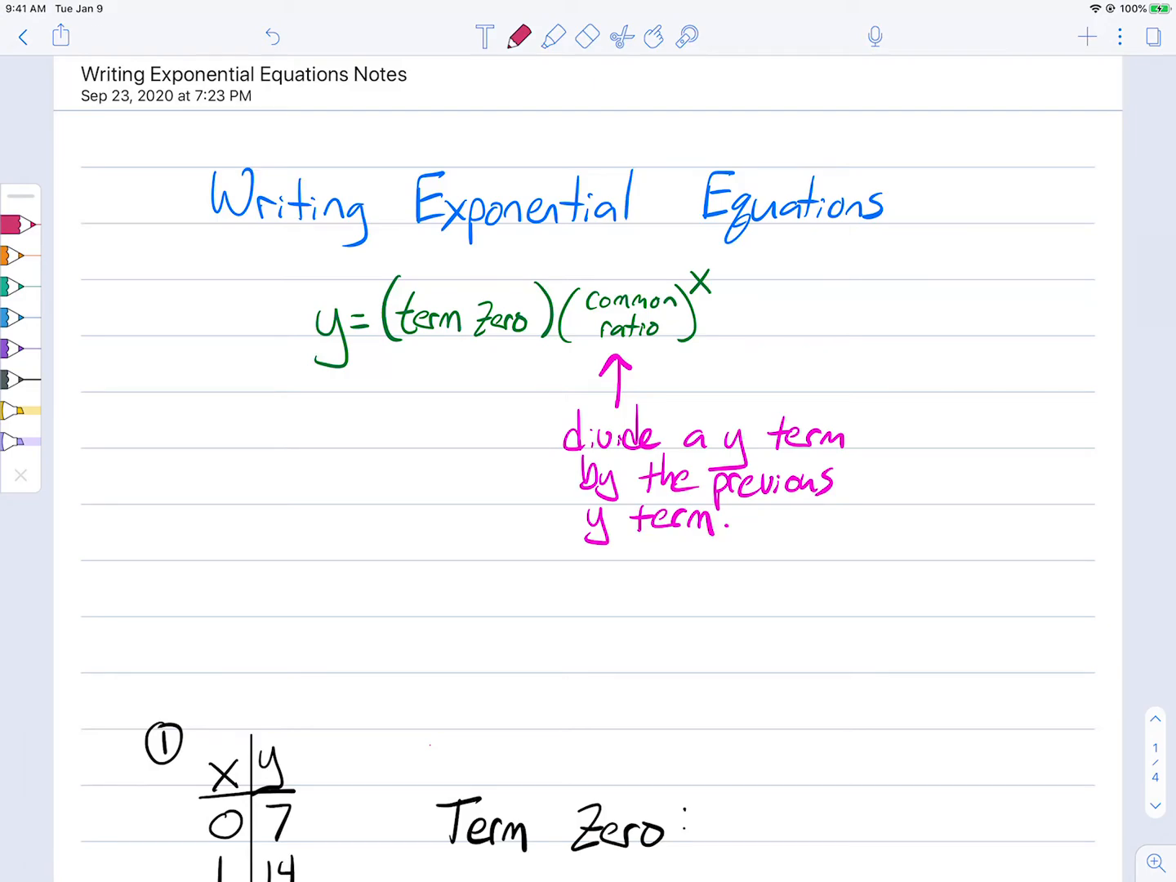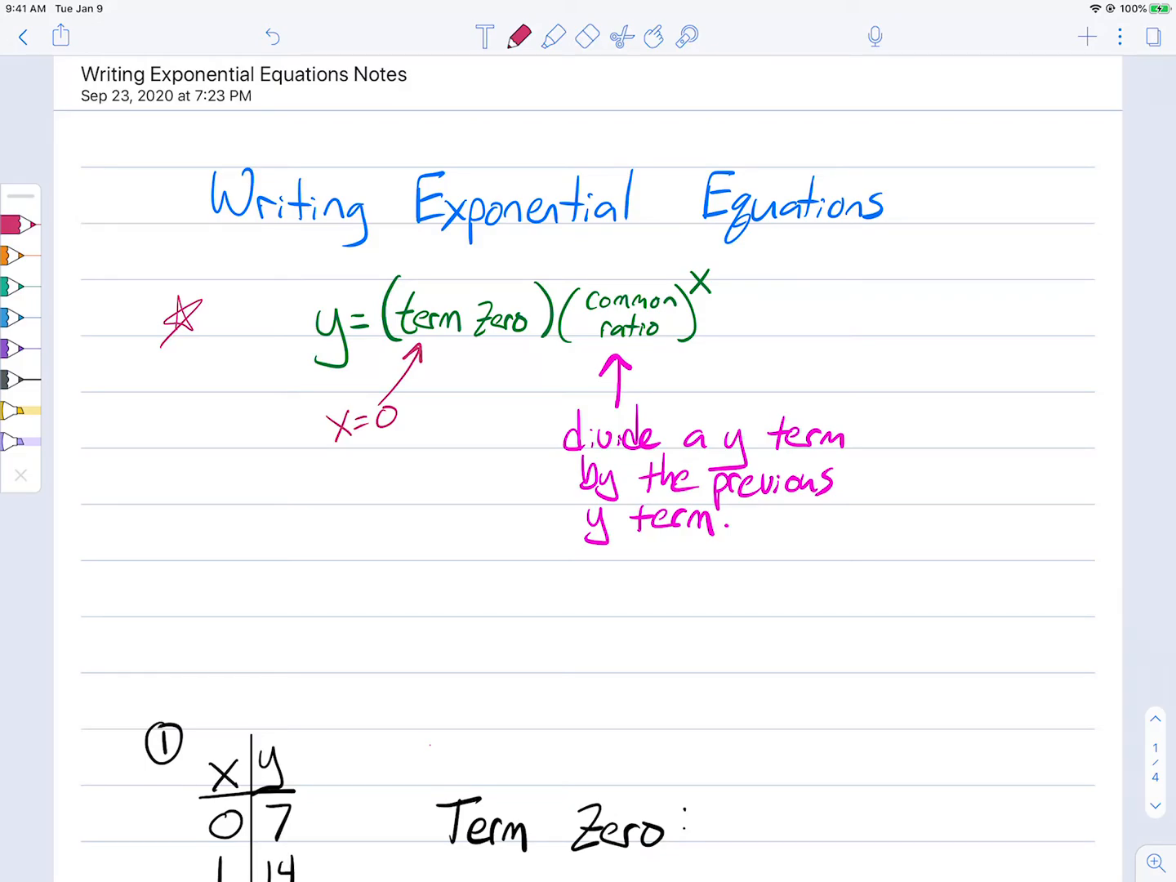Writing exponential equations. So this is the form of an exponential equation. Y equals term 0 times the common ratio to the x power. Term 0 for our purposes today is when x equals 0. This is kind of like the beginning, the start, before you even start multiplying. The common ratio is what is being multiplied over and over again. So you can find the common ratio by dividing a y term by its previous y term.